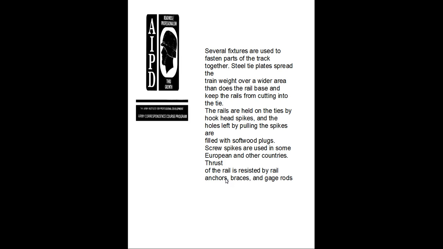They must be insulated. Several fixtures are used to fasten parts of the track together. The steel tie plates spread the train weight over a wide area and protect the tie from the rail base, and keep the rails from cutting into the tie. The rails are held and the ties hold.